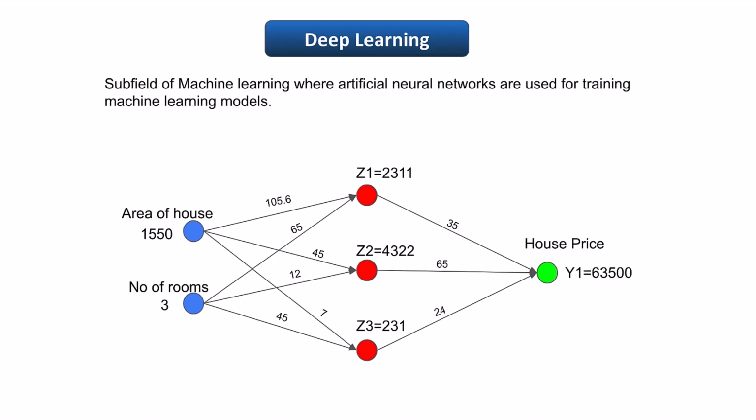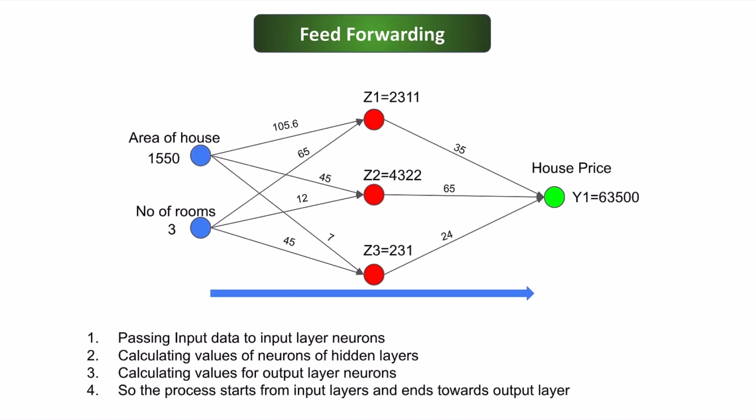In deep learning, we have learned about a few important concepts, and the first one is feed forwarding. Feed forwarding is the process of passing input data to our neural network at the input layer. After that, we calculate the values of neurons of the hidden layer, and then using these values, we calculate the value of the neuron at the output layer. This whole process is called feed forwarding. So the process starts from the input layer and ends at the output layer.